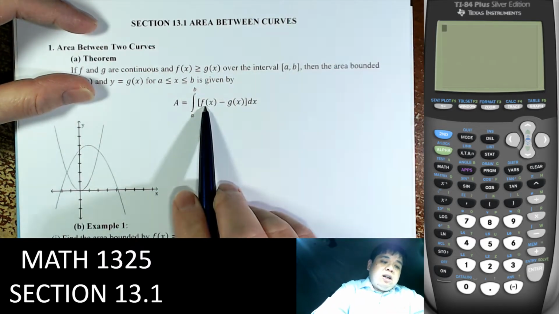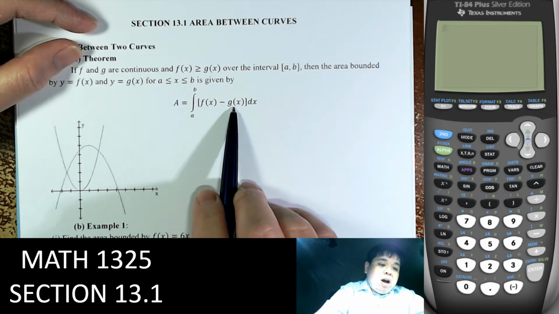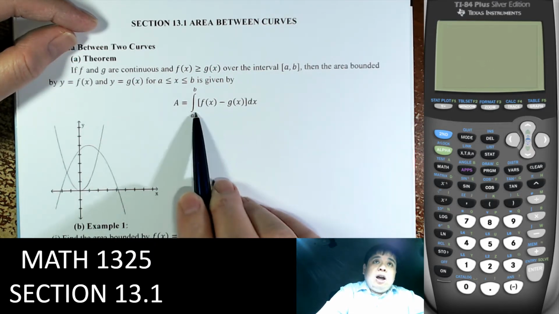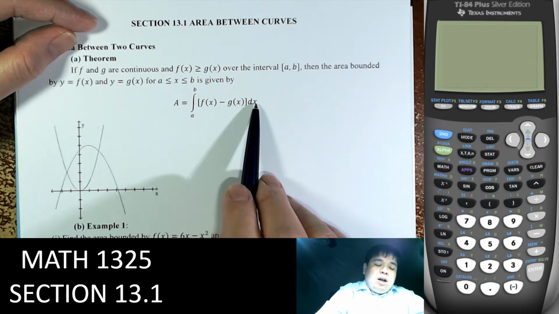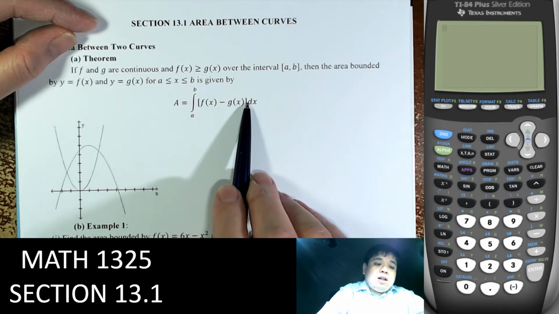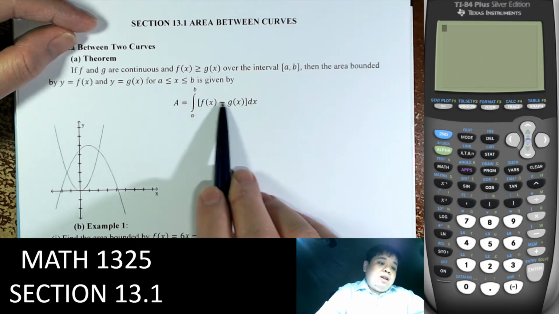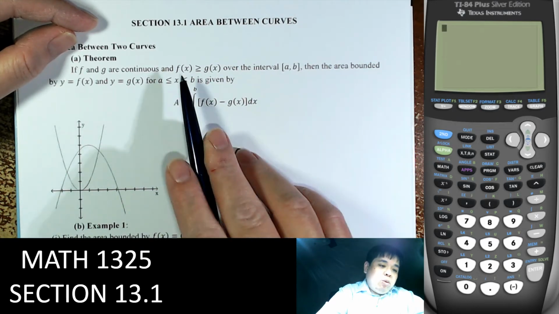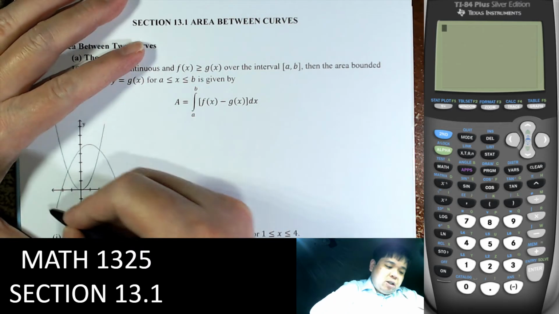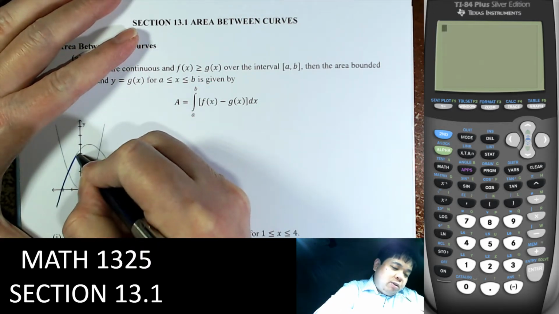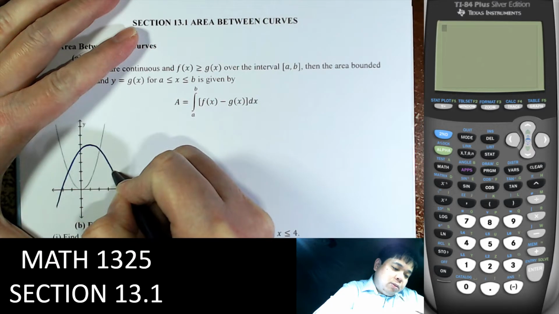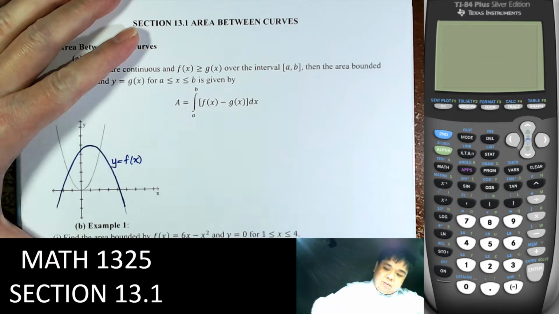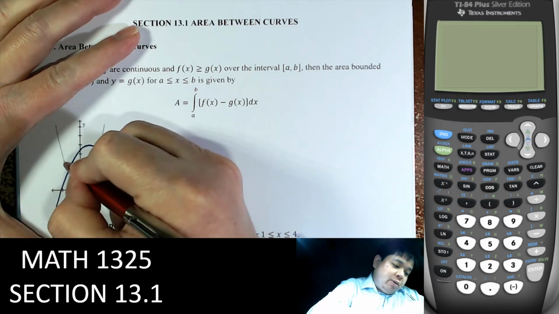So of course, the function that is above, or the function that is greater, minus the function that is below, or the smaller function. So this is guaranteed to be greater than or equal to 0. We talked about earlier that dx is the width, and this is like the height of the rectangle, and the height cannot be negative. So that's why we require f of x greater than or equal to g of x. So f of x is the function that is above, and g of x is the function that is below.